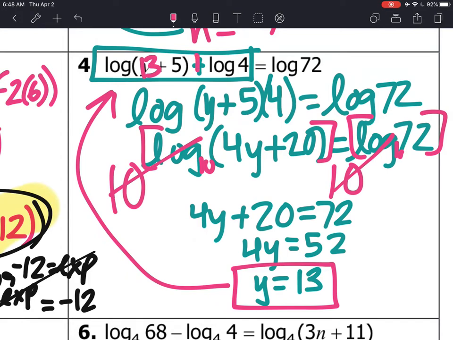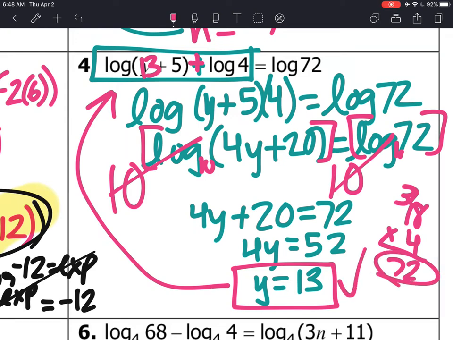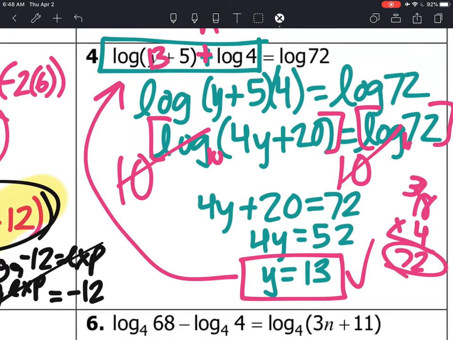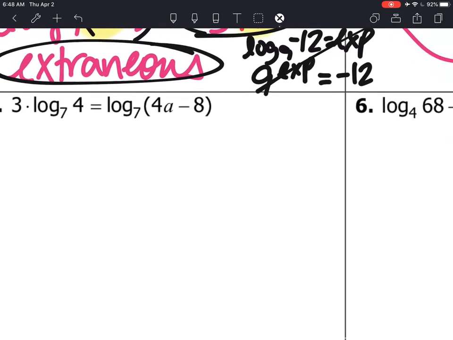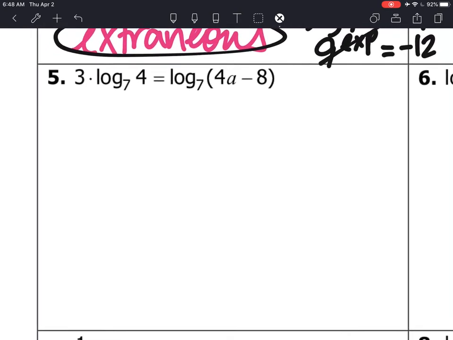And if you put a 13 here, 13 plus 5 is 18. And don't forget, addition means multiplication. So as long as 18 times 4 is 72, then we should be good, which it is. So this is a correct solution.